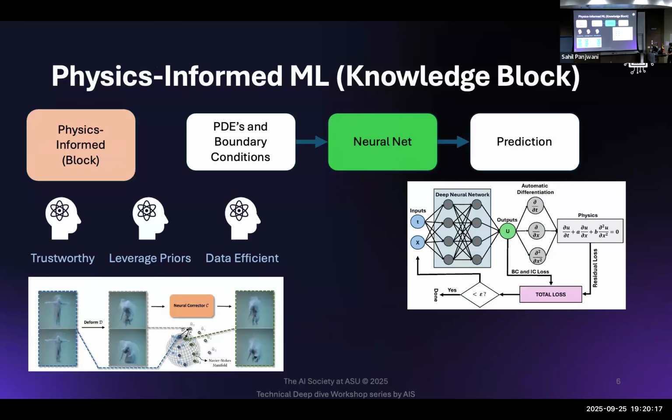Lastly, we have the physics-informed ML block. This is different from the others in a way where, just like symbolic, we're not relying only on data; we're also bringing in governing laws of physics or scientific knowledge. So the inputs become the raw data as well as partial differential equations and some boundary conditions. And then the neural network uses these constraints to give some predictions. These are generally used in simulation applications.